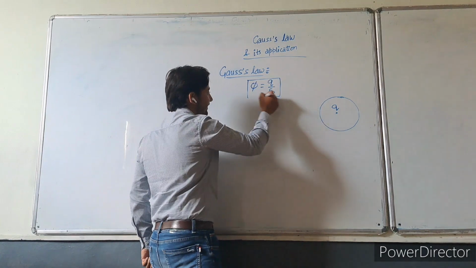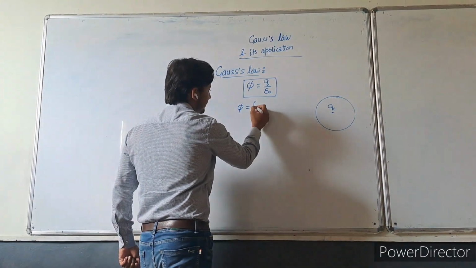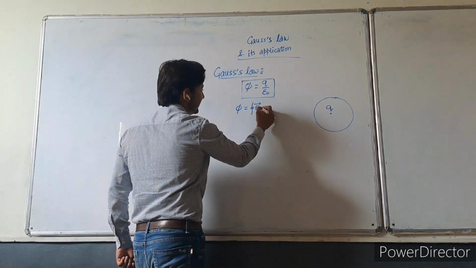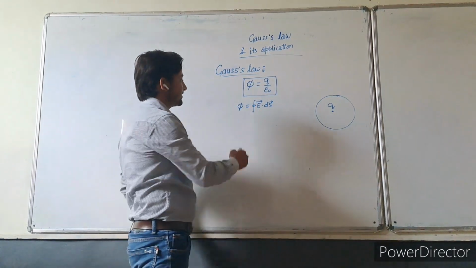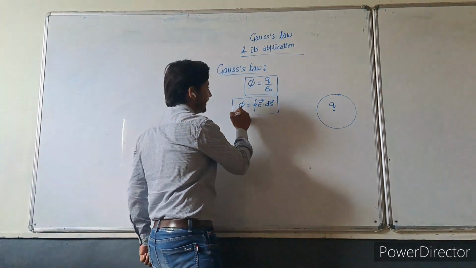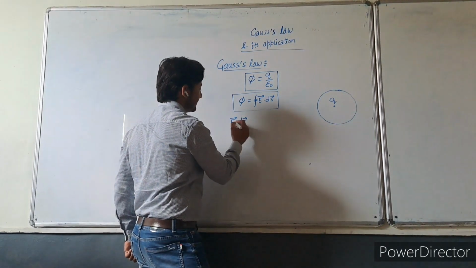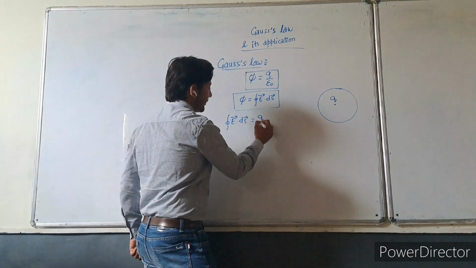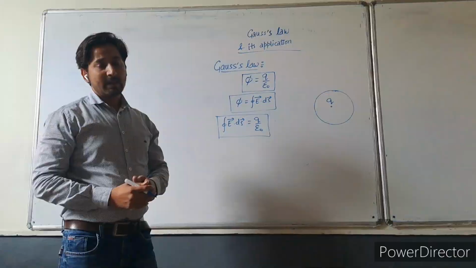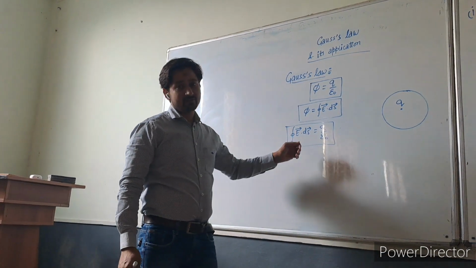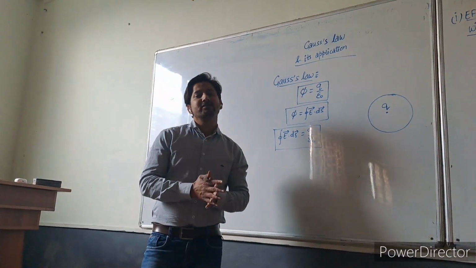Now again, the formula of electric flux can be written as the closed integral of E dot ds, where E is electric field and ds is surface area. So if we combine these two equations, we get closed integral of E dot ds equals q upon epsilon naught. And this formula is going to be very useful because with the help of this formula we can find the electric field intensity due to various objects.